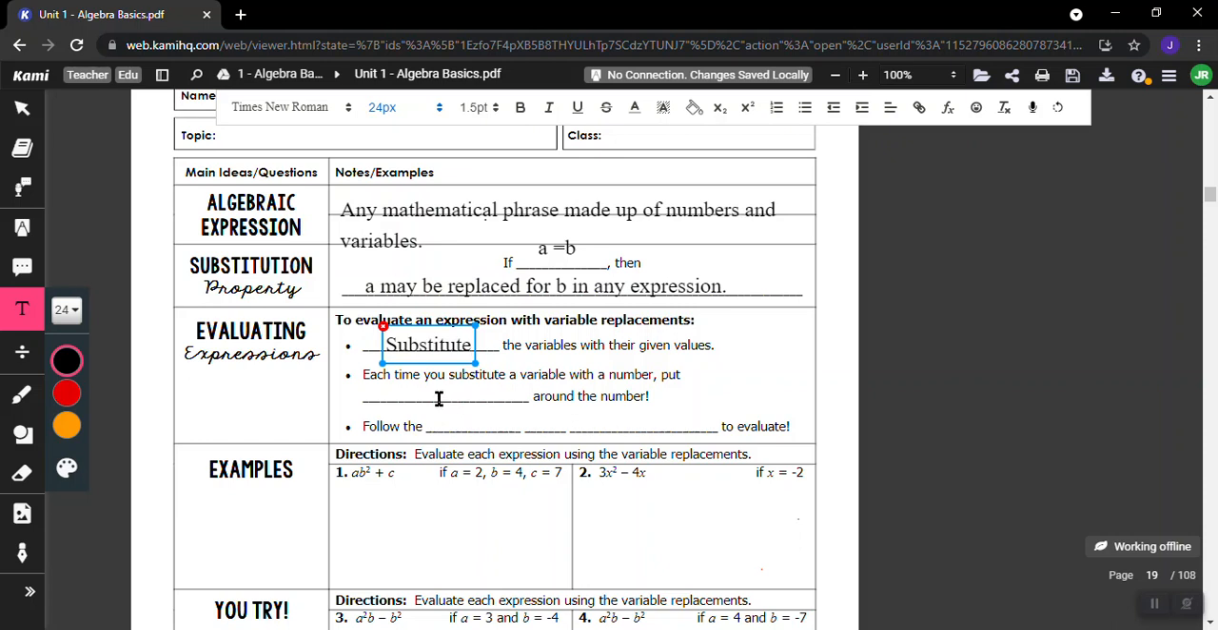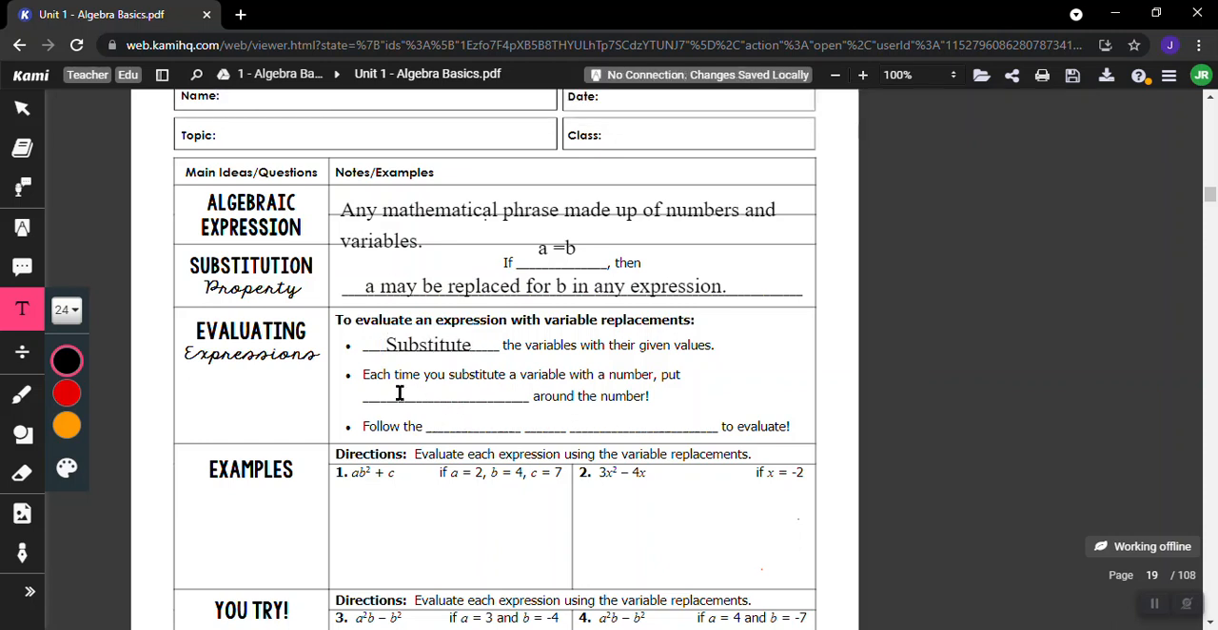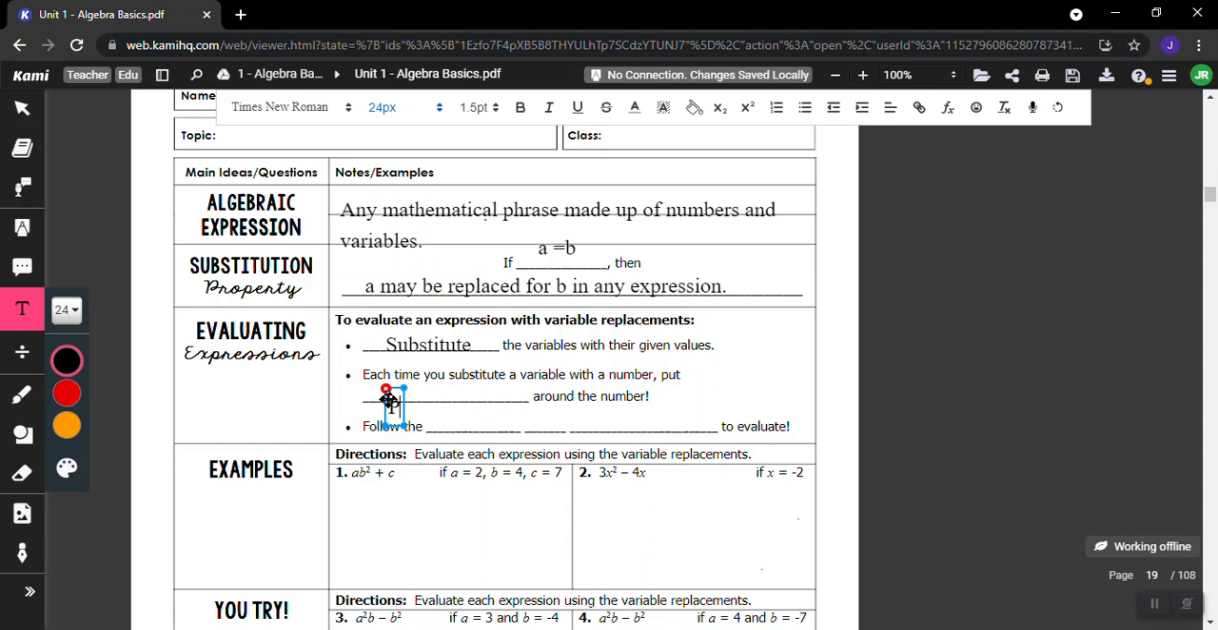Each time you substitute a variable with a number, make sure you put parentheses around the number. Very important. Put parentheses around the number and follow the order of operations when evaluating. Go ahead and pause the video now so you can have some time to write in your notes, and then we will do some practice examples.